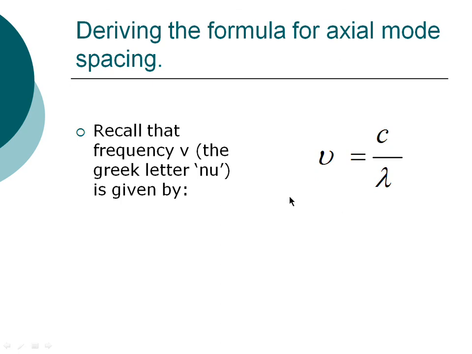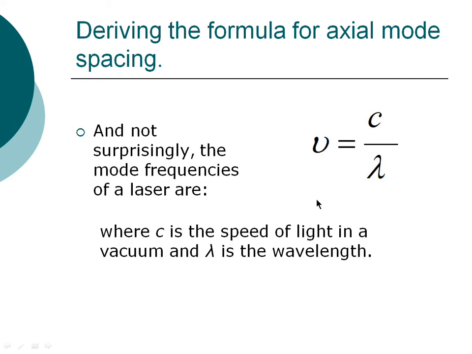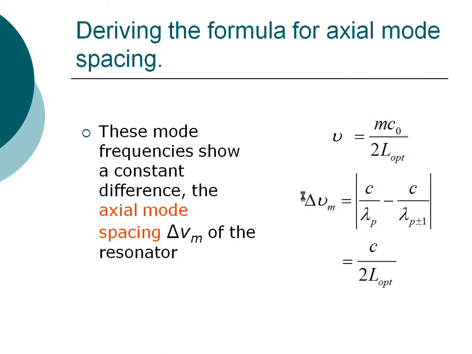So just a bit of recap, the frequency is equal to the speed of light divided by the wavelength, lambda. And we use this formula for our laser. So if lambda subscript p is one mode, and lambda subscript p plus 1 is one mode to the right or to the left, the difference in the frequencies, or the axial mode spacing of the resonator, is given by c over 2L.